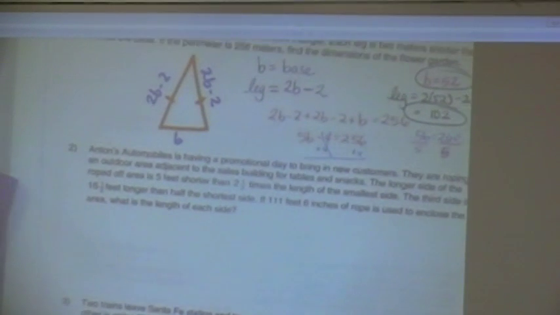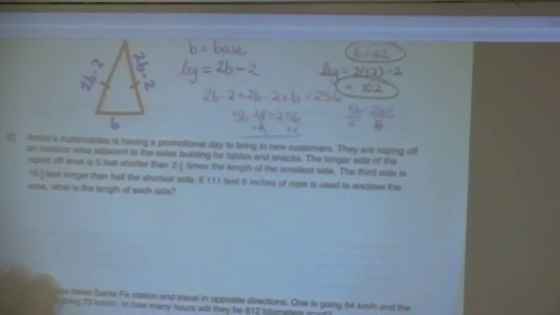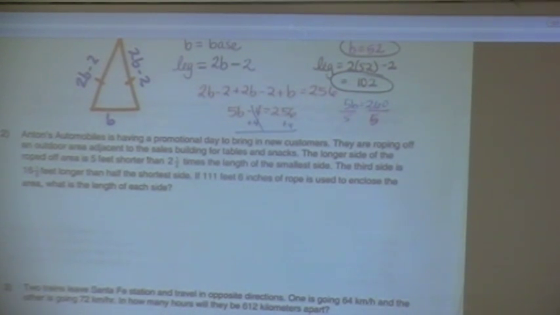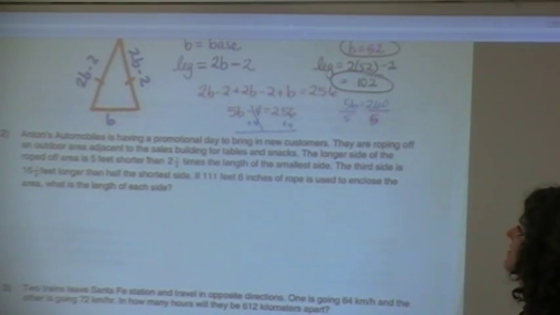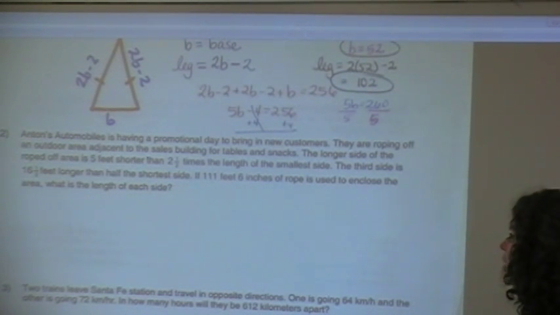Anton's Automobiles is having a promotional day to bring in new customers. They are roping off an outdoor area adjacent to the sales building for tables and snacks. The longer side of the roped off area is 5 feet shorter than 2.5 times the length of the smallest side. The third side is 16.5 feet longer than half the shortest side. If 111 feet 6 inches of rope is used to enclose the area, what is the length of each side?